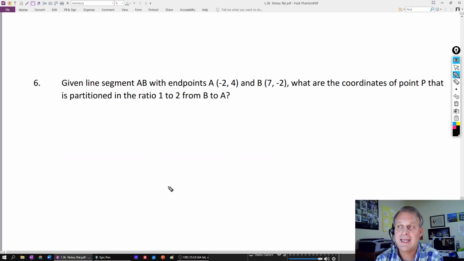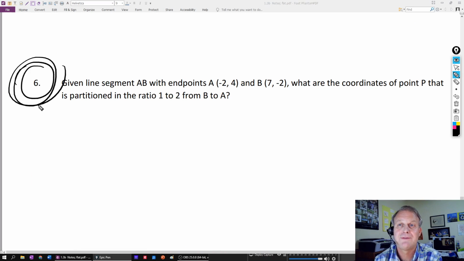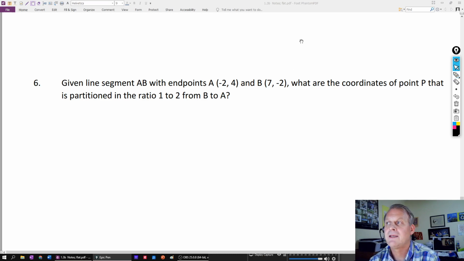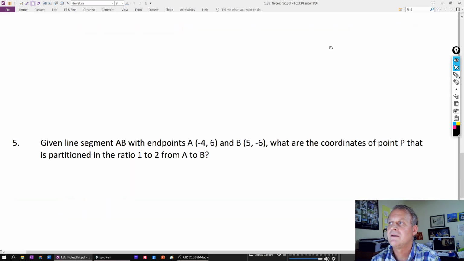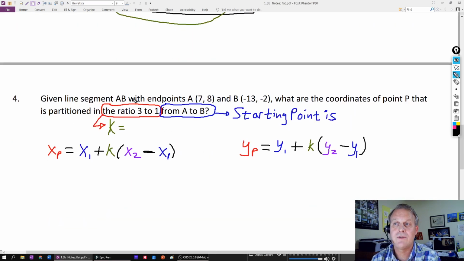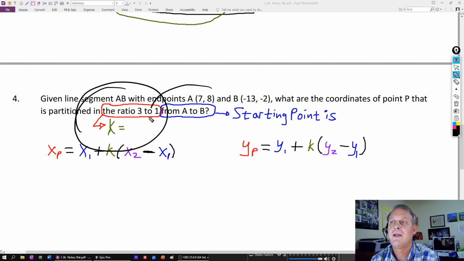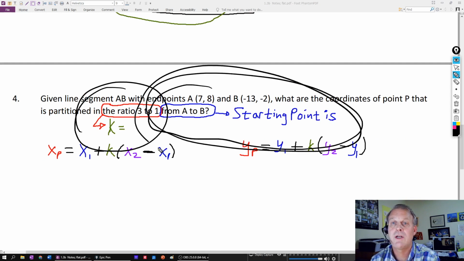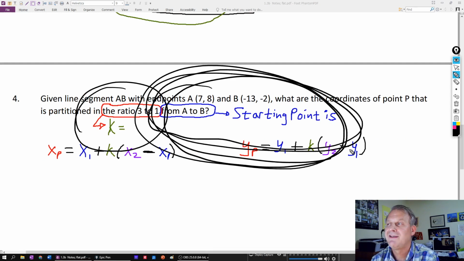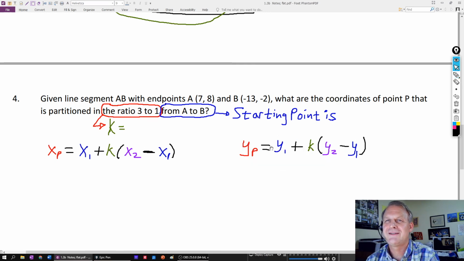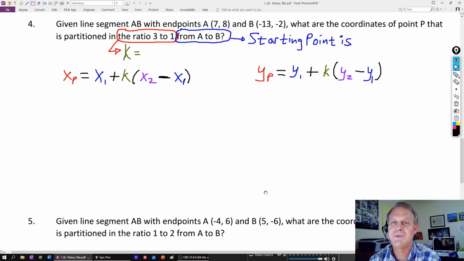And number 6, be careful. There's a little bit of a trick going on here with number 6. So walk very carefully. Make sure that you're looking at the ratio very carefully, and make sure that you're looking at the starting point. See me winking? Make sure you look at the starting point very carefully when you're doing all of these, but especially when you're doing number 6.